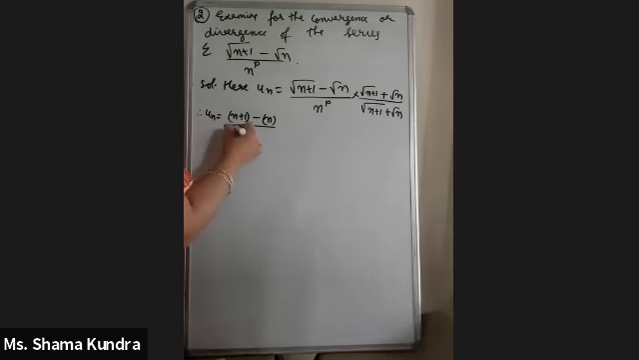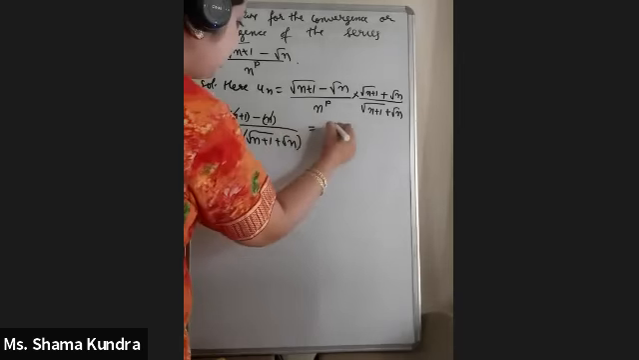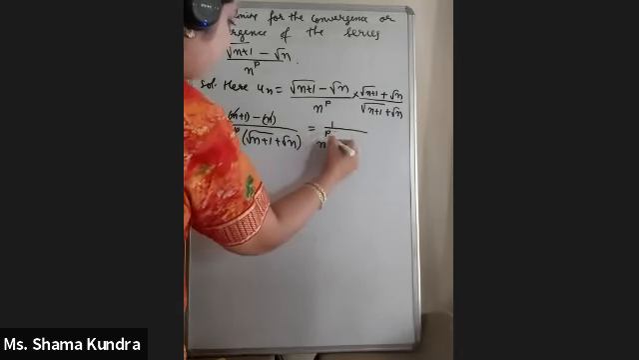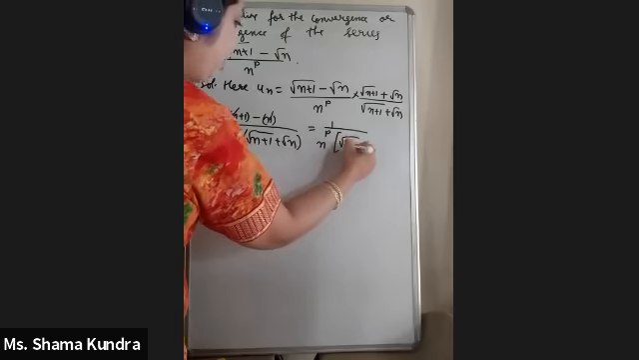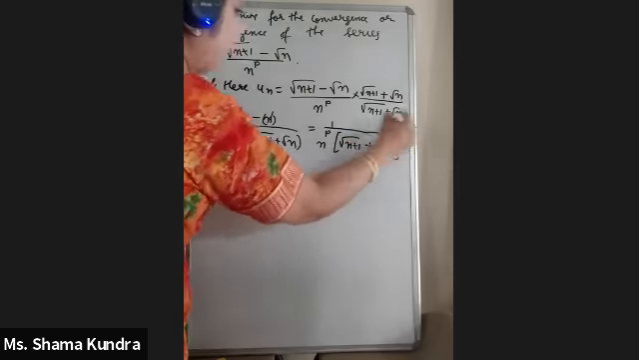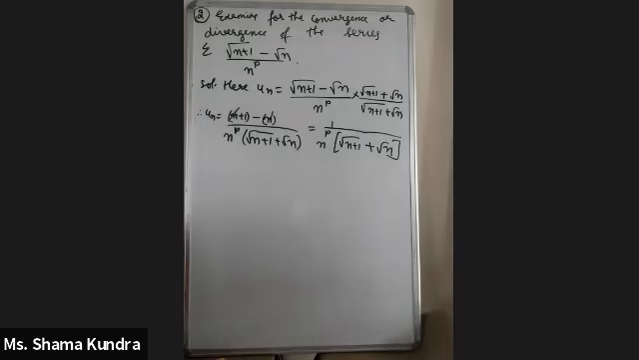And in the denominator, we have n plus 1 plus under root of n. Here n will get cancelled out. We are left with 1 over n raised to power p into under root of n plus 1 plus under root n. Now, what is the next step?